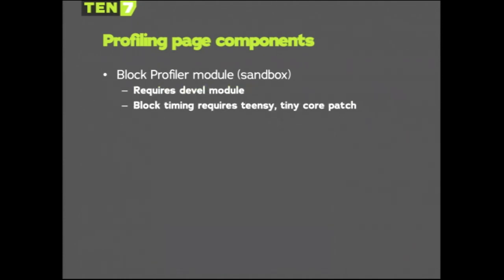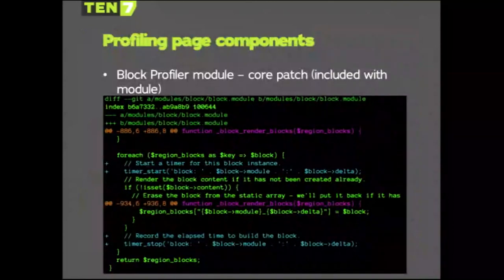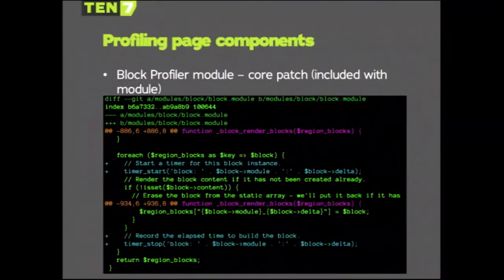So it requires the devel module to be able to print out the results of the timing to the top of the page. It also requires a core patch, which is pretty tiny. All it does is it uses Drupal's built-in timing functions to start a timer when we start rendering a block and to stop the timer when we're done rendering the block. There's really no reliable way to get timing information out of Drupal for blocks without being able to insert your timing functions directly in the code execution. There aren't really hooks for "I'm starting to render the block" and "I'm done rendering the block."